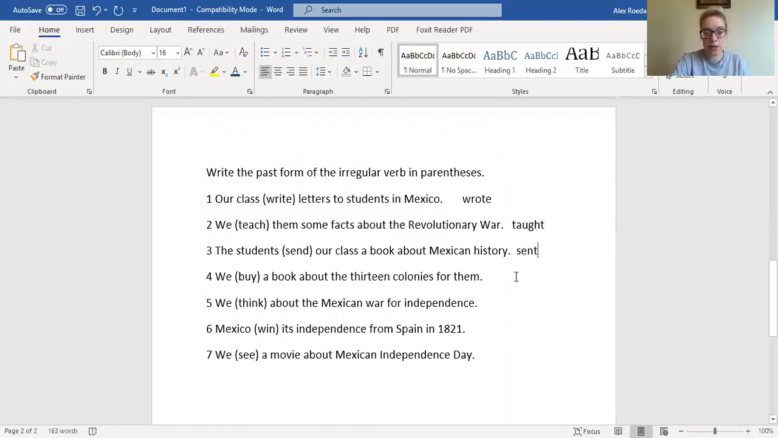Okay, number 4 we're going to do together, and then I want you to do 5, 6, and 7 on your own. Okay, we buy a book about the 13 colonies for them. We don't say buyed. We don't say we buyed a book. Right, so buy is going to become bought in the past tense. Go ahead and take a second, do 5, 6, and 7 on your own. I'll give you about a minute to do that, and then we'll go over it.